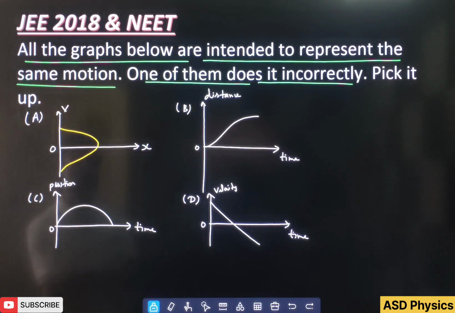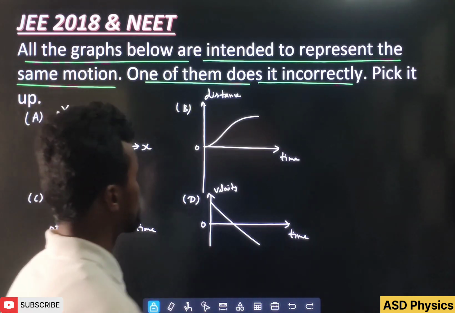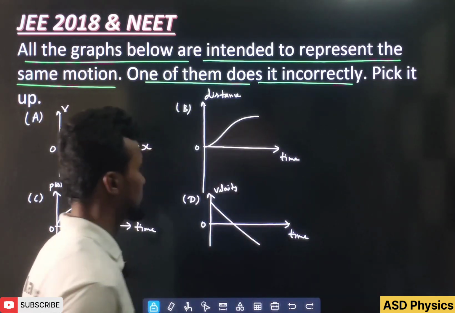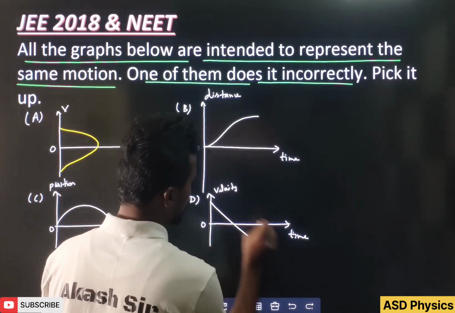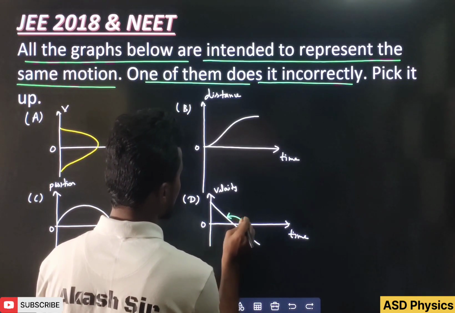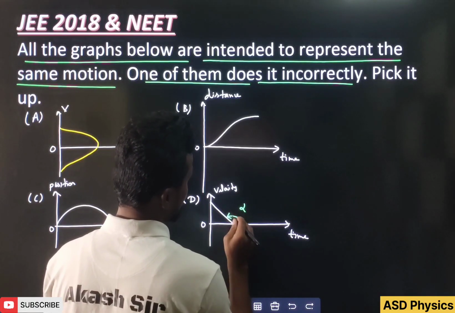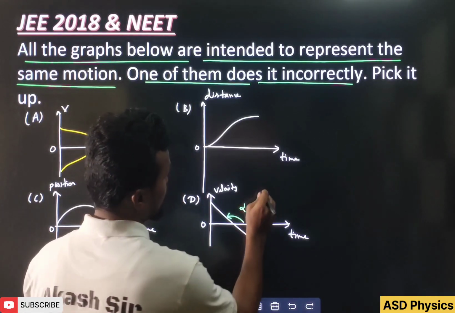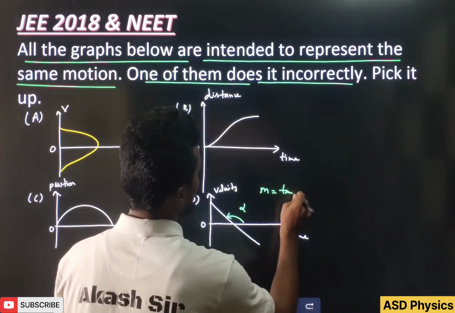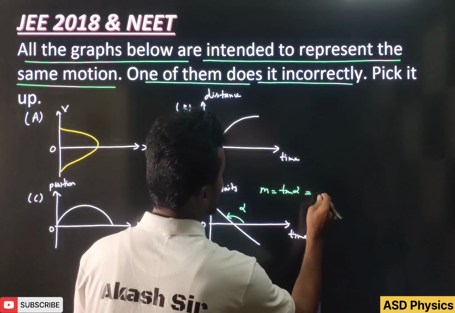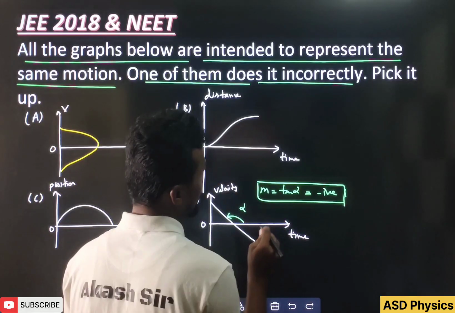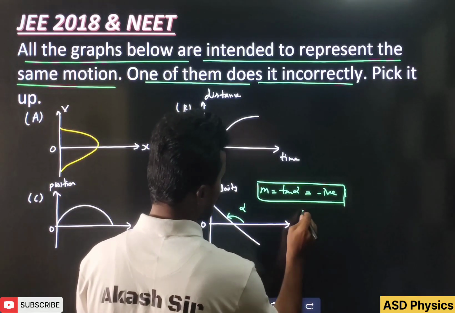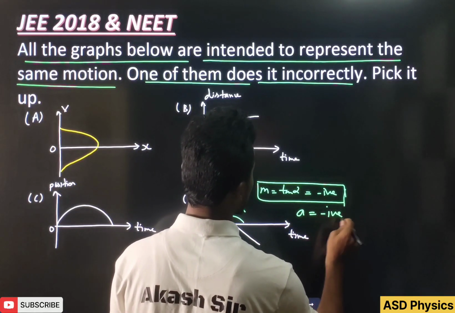So what we are going to do here, as the velocity time graph is very common, I am going to start with the velocity time graph. Remember, students, let's take the slope angle alpha. If I write the slope m equal to tan alpha, obtuse angle, that means m is going to be negative, the slope is negative, that means acceleration will also come negative.